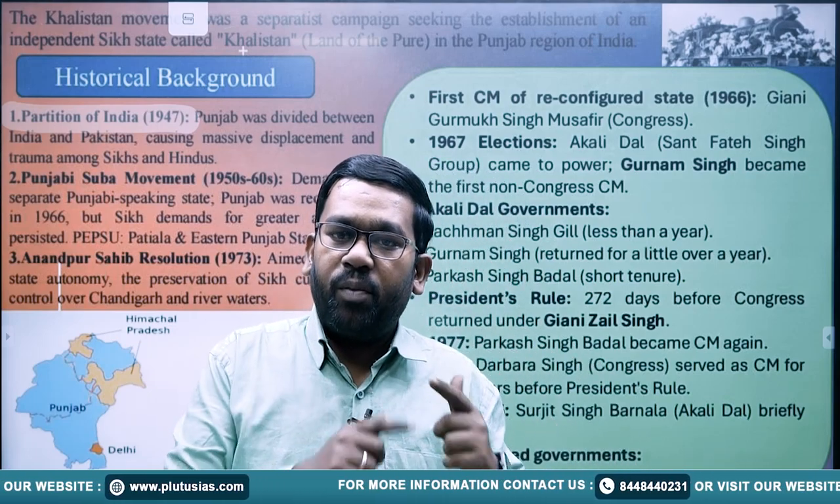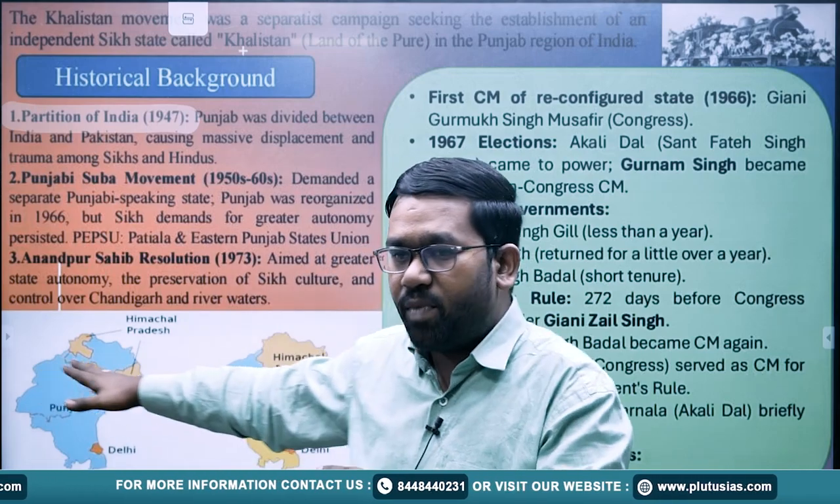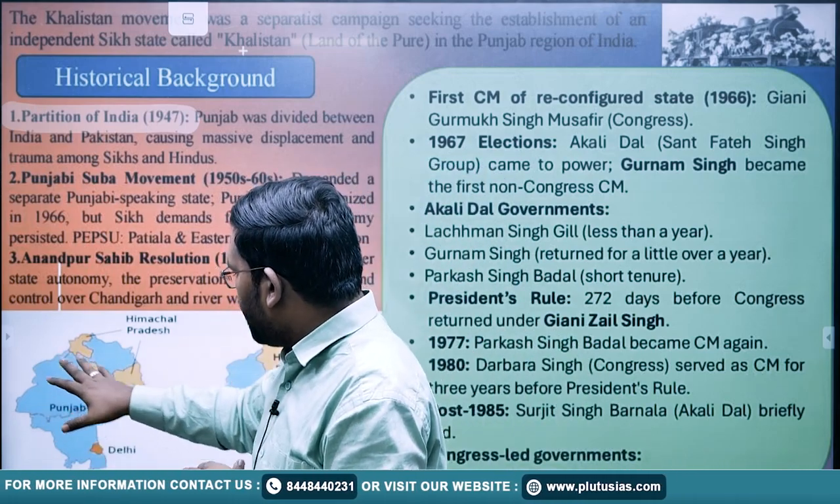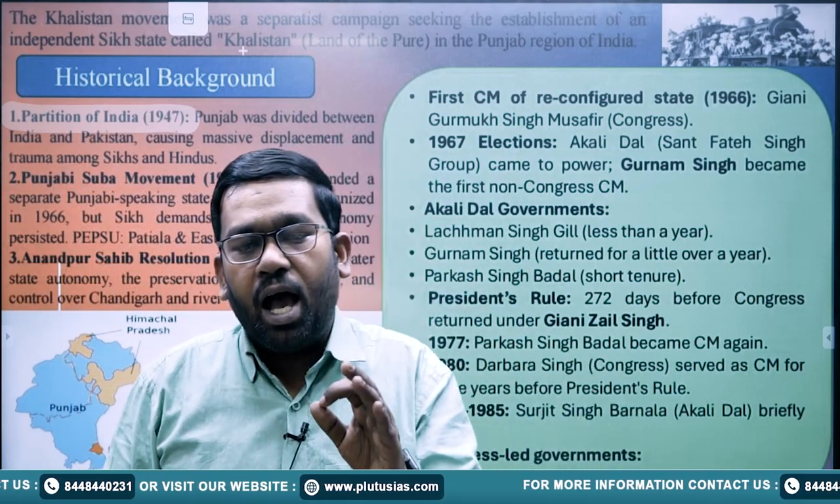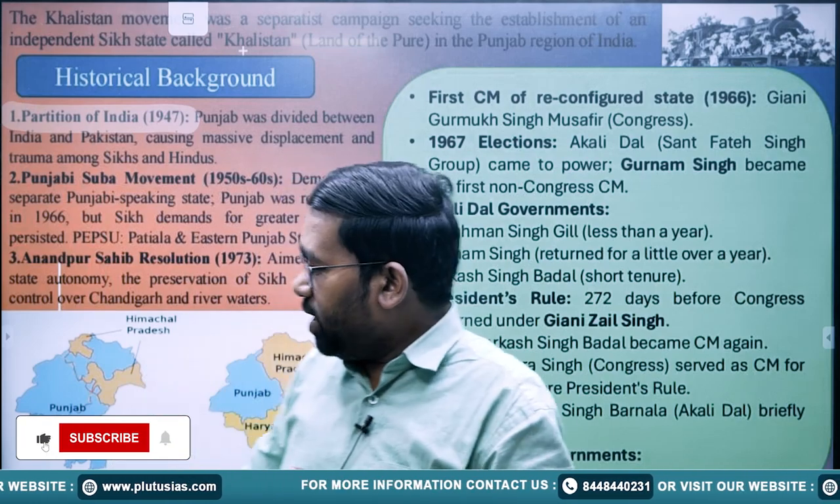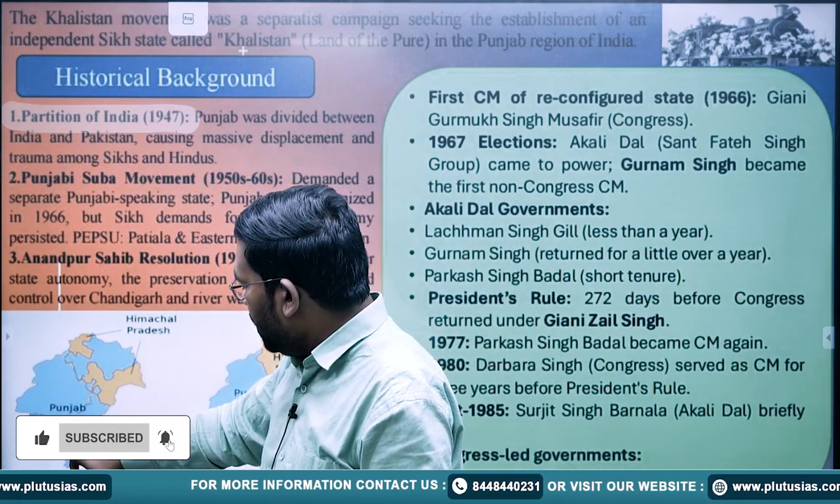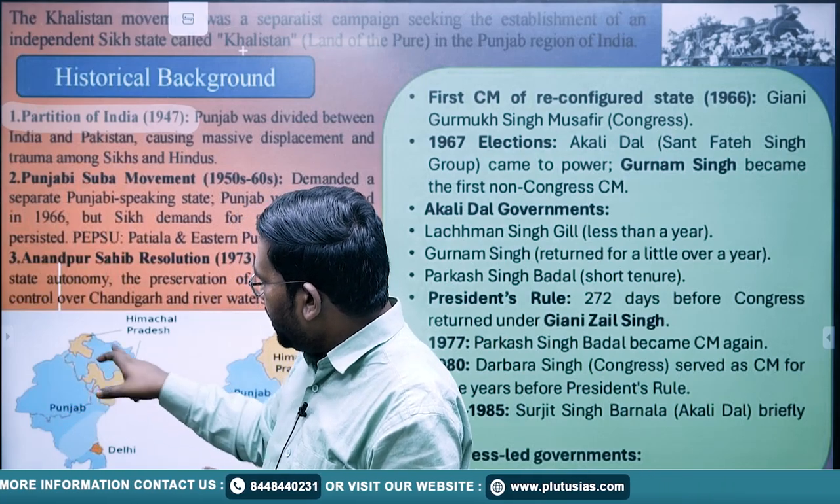When India became independent, Punjab looked like this. You can see this map. In this map, you have PEPSU. PEPSU's full form is the Patiala and East Punjab States Union. In this map, especially it is Haryana, then parts of Punjab, and then parts near Himachal Pradesh.